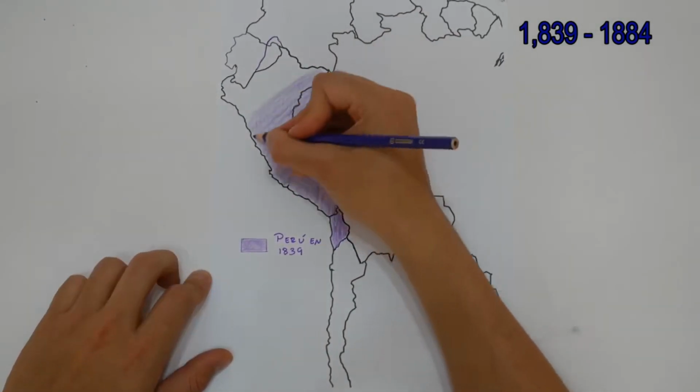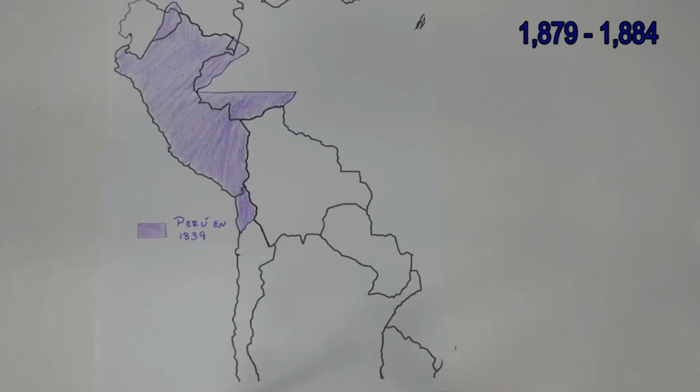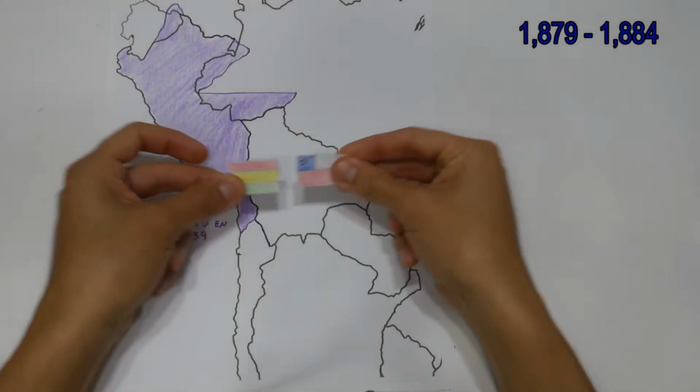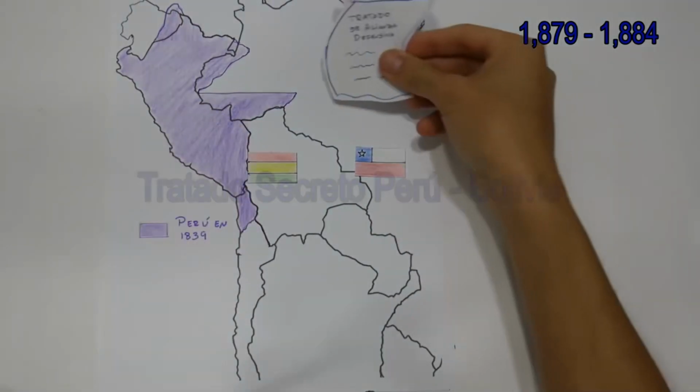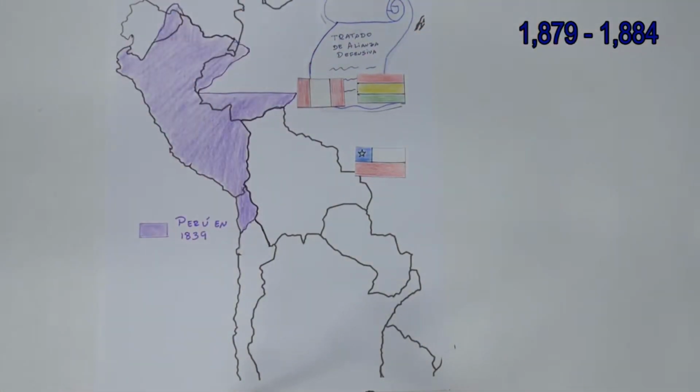Following this came the bloody Pacific War between 1879 and 1884, which originated in the first instance due to territorial discrepancies between Bolivia and Chile, but due to the secret treaty of defensive alliance signed between Bolivia and Peru, the latter also participated after Chile declared war on it.